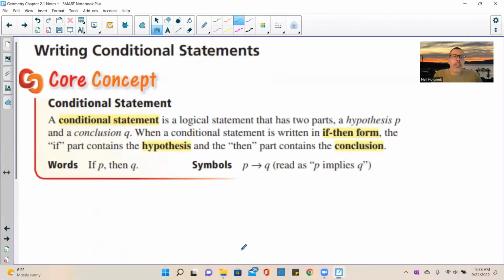Okay, the core concept for writing conditional statements: a conditional statement is a logical statement. Logic is the foundation of mathematics. It's a logical statement that has two parts, a hypothesis P and a conclusion Q. When a conditional statement is written in the if-then form, the if part contains the hypothesis and the then part contains the conclusion. So in words, you'd say if P then Q, and in symbols, it's P arrow Q, and it's read as P implies Q. You could either say if P then Q, or you could say P implies Q.